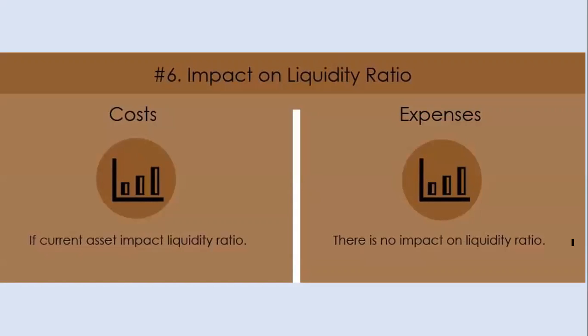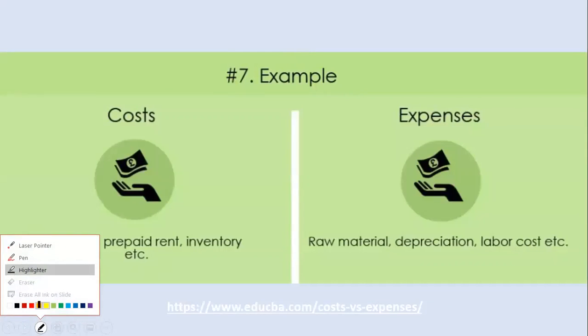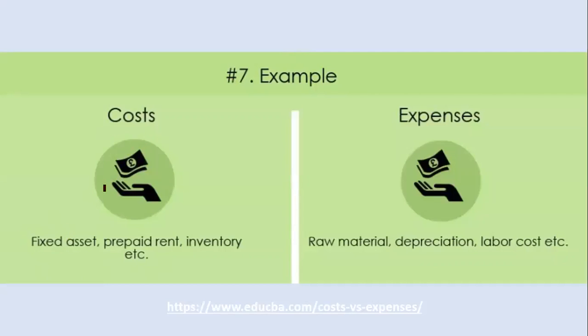What about liquidity ratio? The last class, we were talking a little bit more about liquidity. Remember that it's the money that you have right away. So in that case, cost, if current assets, impact liquidity ratio. Expenses, no impact on liquidity ratio. You see, those are very big differences between costs and expenses. Example, cost can be fixed assets, prepaid rent, inventory. Expenses, raw material, depreciation, we're going to study about this soon, labor cost.